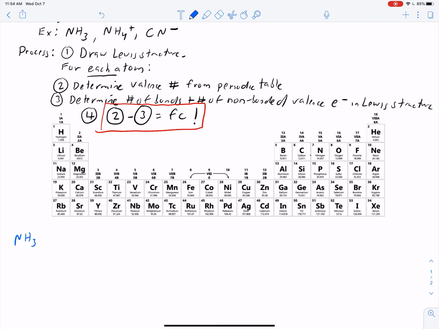But the Lewis structure of ammonia looks like this. There's a lone pair on nitrogen, and there's 3 hydrogens attached. All right, so we have done number 1.